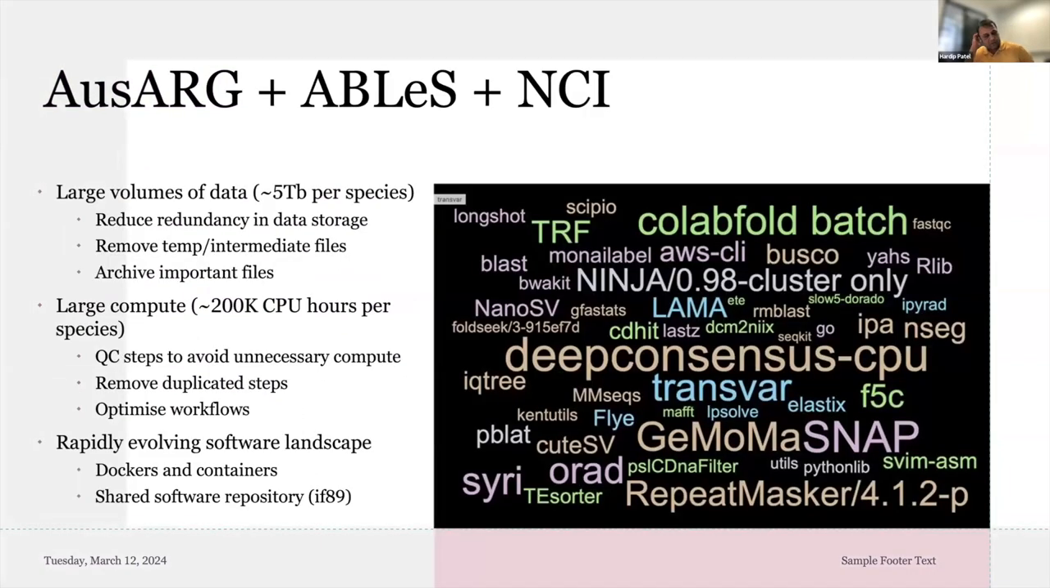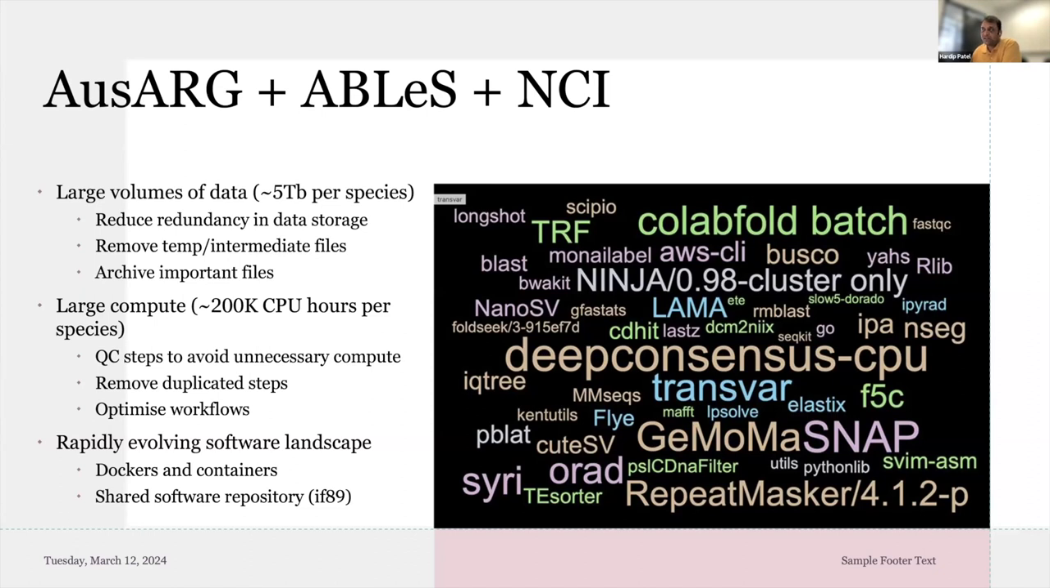So to touch briefly on our work under the ABLeS umbrella at NCI, with OZARC, we roughly estimate that each genome that we sequence generates about 5 terabytes of data per species. This is a lower bound estimate, because of course, when we are in the project space, a large amount of intermediate files are created. The way we go about managing this under the OZARC umbrella is we try to reduce redundancy in data storage by efficiently managing the data and through databases, so people don't have multiple copies of the same file. We also try to efficiently remove temporary and intermediate files as and when they are not necessary, and also archive important files.